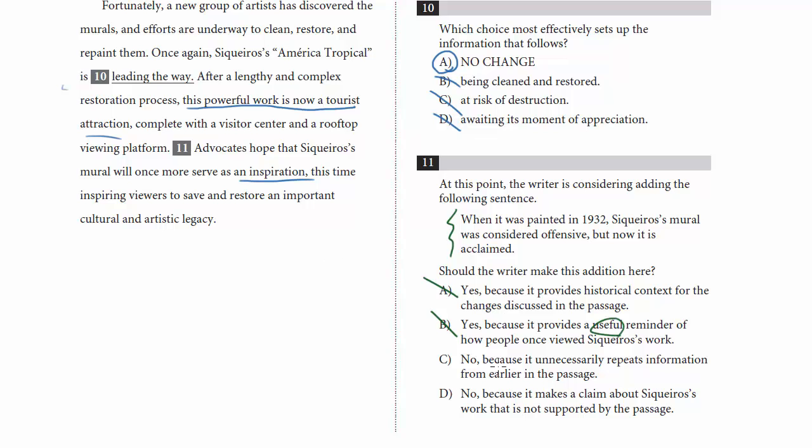It doesn't add anything. No, because it unnecessarily repeats information from earlier in the passage. Exactly. No, because it makes a claim about Siqueiros' work that is not supported by the passage. No, it is very clearly supported by the passage. So the best choice here is C.